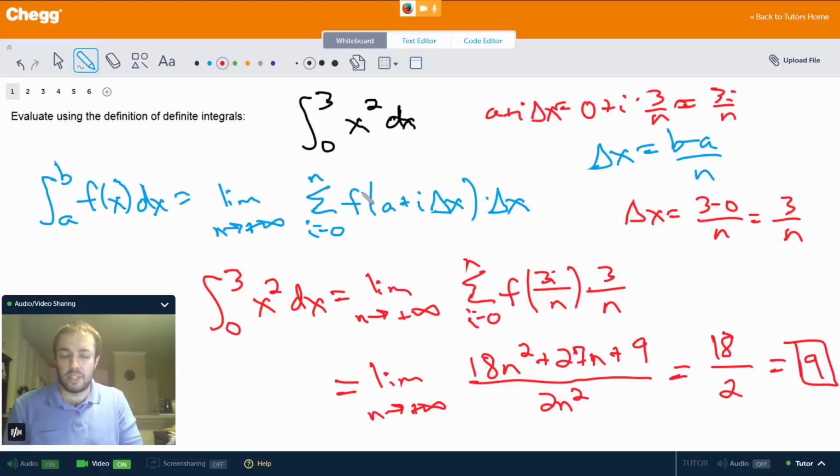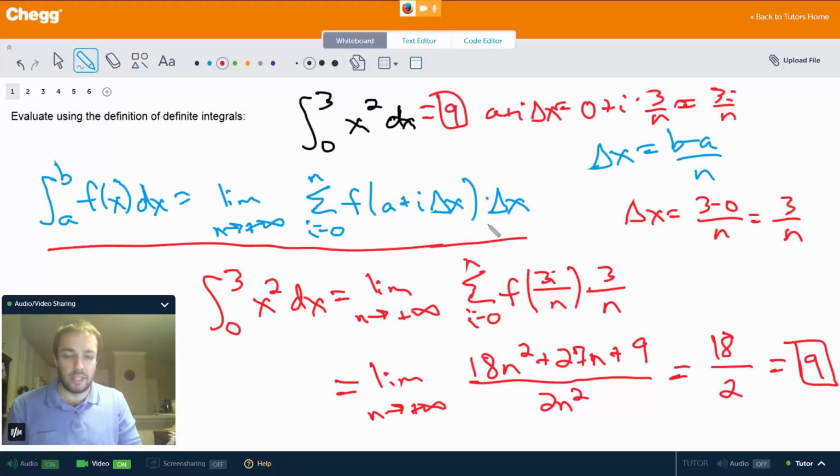So using the definition of definite integrals, we've just seen that the integral from 0 to 3 of x squared dx equals 9. Okay, so this has been an example of using the limit definition of a definite integral to evaluate a definite integral. And again, this limit definition can be written in many, many different ways. This is just the way that I wanted to use it for this particular problem.